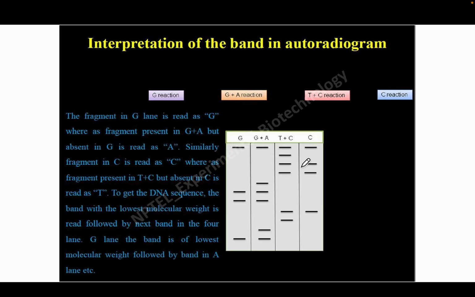Similarly, a fragment in C is read as C, but a fragment in T plus C which is absent in C is read as T. To get the DNA sequence, the band with the lowest molecular weight is read, followed by the next band in the full length. In the G lane, the band is of lowest molecular weight, followed by the band in the A lane.